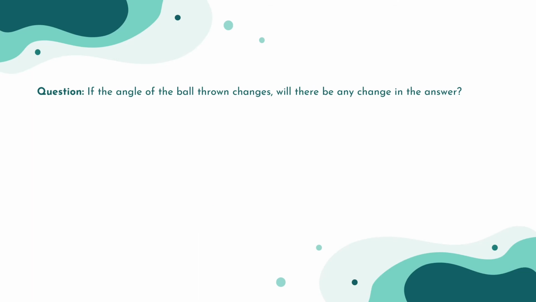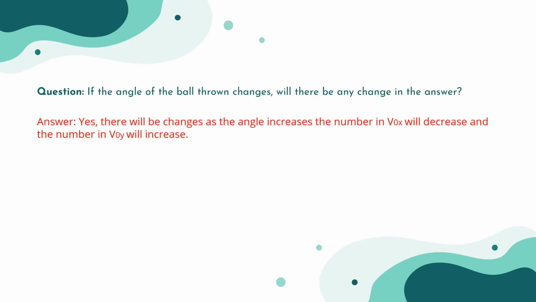In the following question, if the angle of the ball thrown changes, will there be any change in the answer? The answer is yes. There will be changes as the angle increases. Horizontal velocity will decrease and vertical velocity will increase.